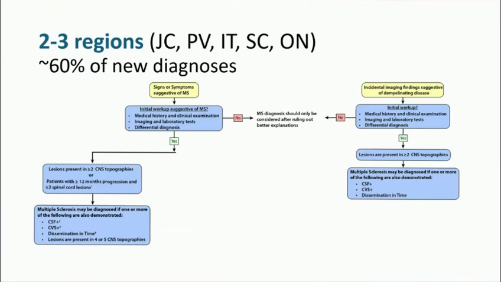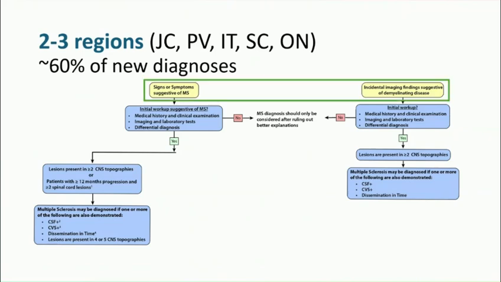Thank you. So, in our experience, in most cases presenting with suspected MS, so about 60% of patients, we found on the first assessment 2 or 3 regions affected on MRI. So it's 2 or 3 regions out of 5: juxtacortical, periventricular, infratentorial, spinal cord, and/or optic nerve.